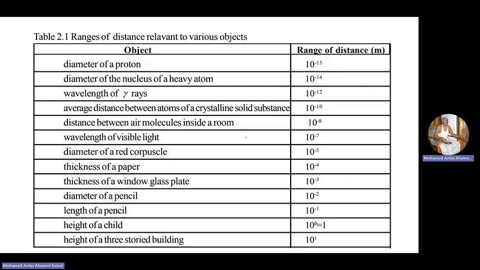The next one is the distance between air molecules inside a room. In the room, it is 10 to the power minus 8 meters. And the height of a child is almost 1 meter. The height of a 3-storied building is 10 to the power 1 meter. Normally, a house or single-story building is around 3 meters high, so a 3-storied building will come to around 10 to the power 1. So these are the ranges of distance relevant to various objects.